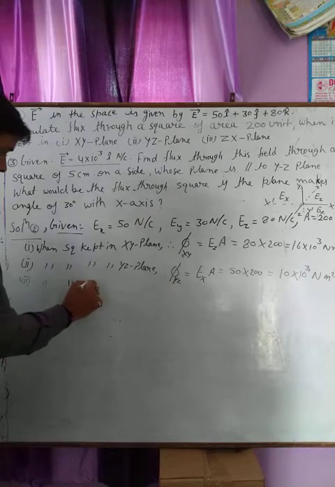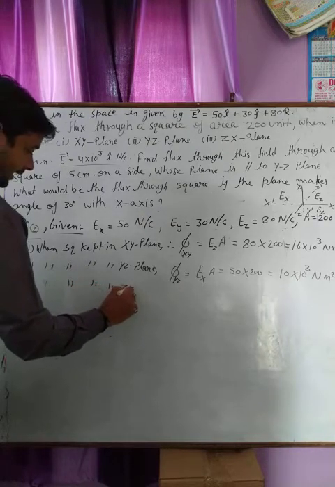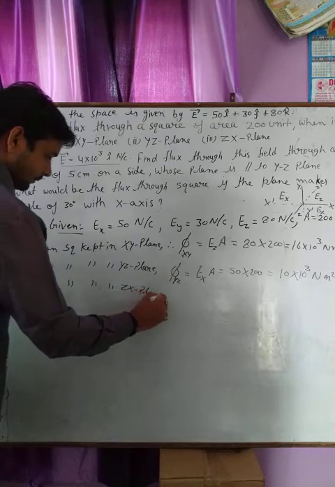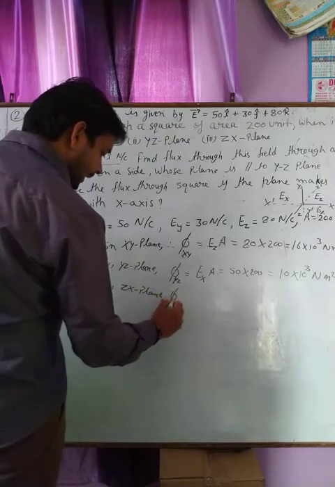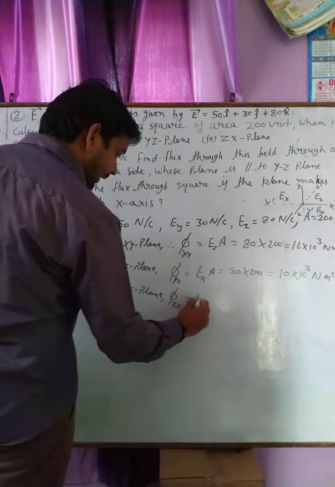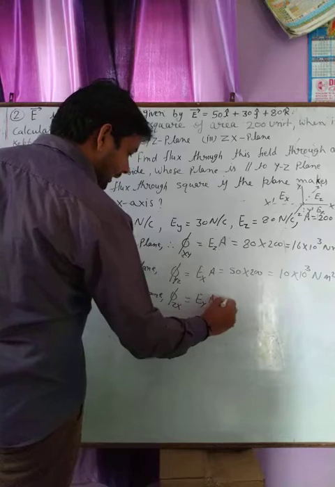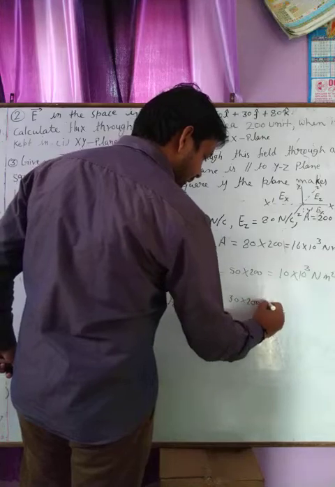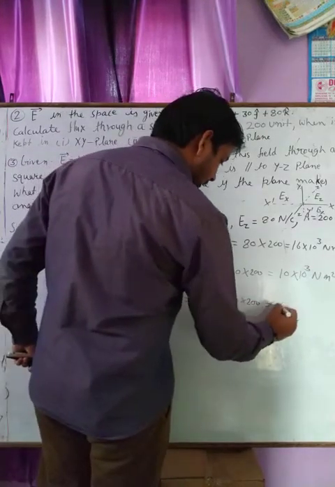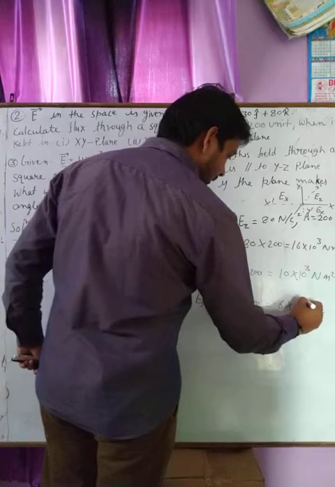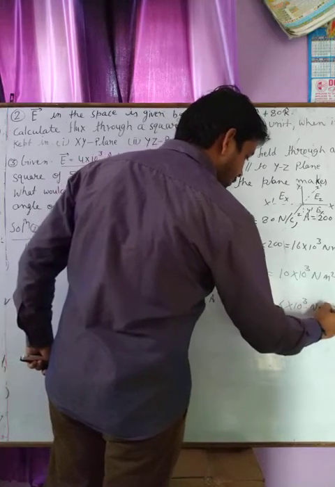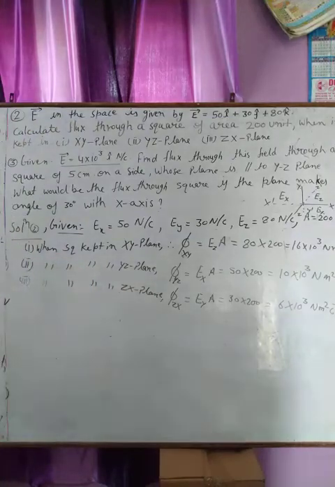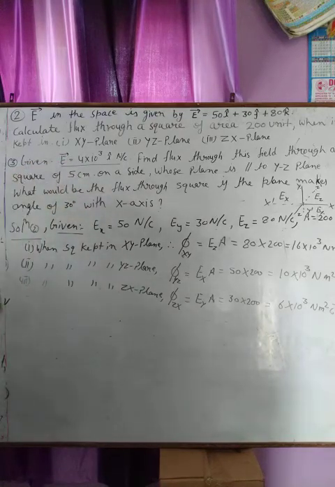And we have the last value which we need to solve for this question, that is when the square is kept in the ZX plane. So the flux passing through the ZX plane is given by Ey into A, that is 30 into 200, and we get the result 6 into 10 to the power 3 Newton meter square Coulomb inverse. This is the solution of question number 2. Now we go for the solution of question number 3.